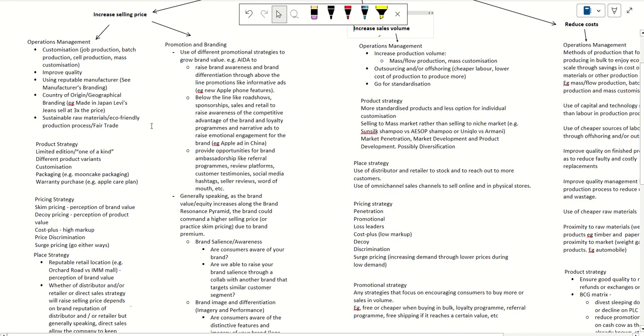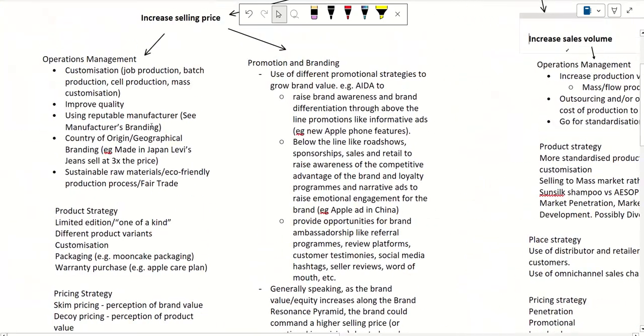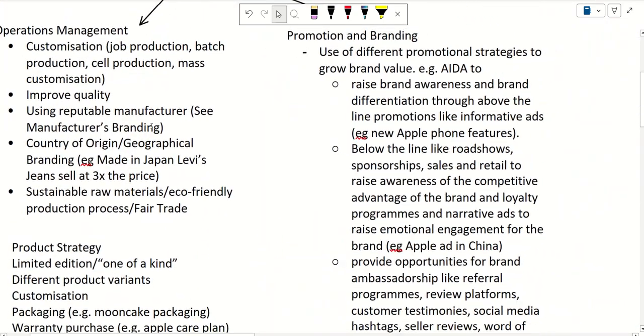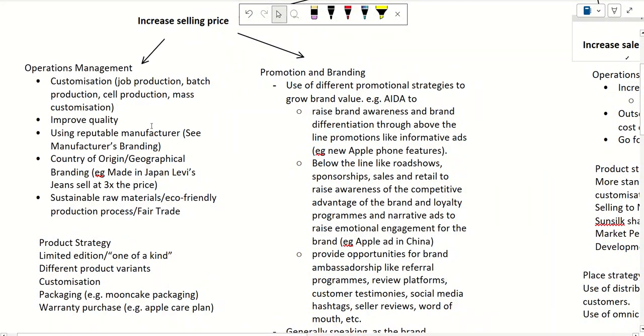Let's look at it in detail, and I think this is important for you to understand. When we ask what strategies increase selling price, there are many strategies that you have learned in ops management as well as marketing. Let's go with ops management first. Generally speaking, if you do customization, or you pay for something tailor made for you, you do have to pay extra, because people are willing to pay for the particular choice that they want.